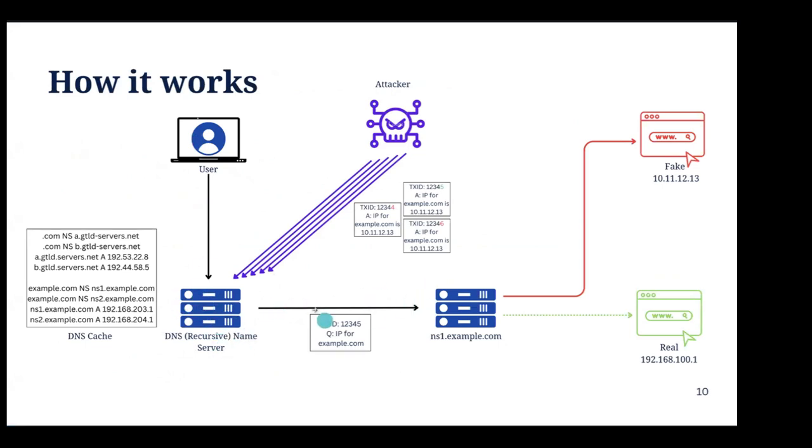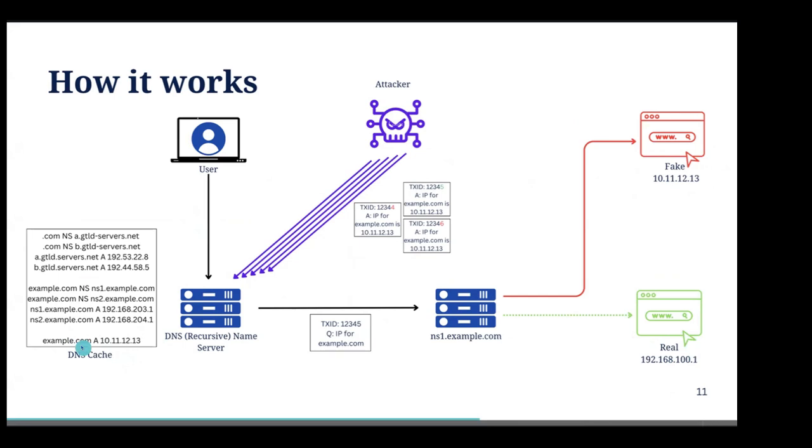Then it sends, like I said in previous slides, to the ahead servers. What it does is that it guesses the transaction ID. So the transaction ID is 12345. It sends n number of attacks on the server with the transaction IDs. Let's say 12345 is the correct one. So what happens is that the cache records get exploited and the fake address goes into the cache. So now you see example A with 10.11.12.13, which this guy sent, which is not the original address, gets saved in the cache.